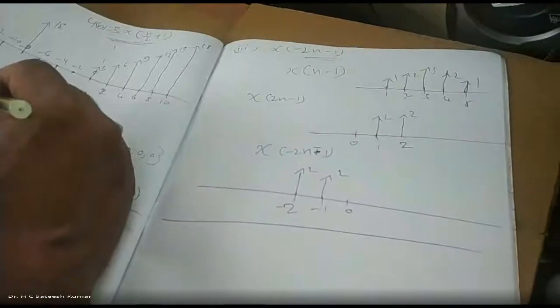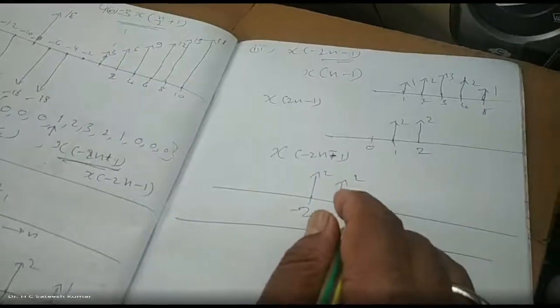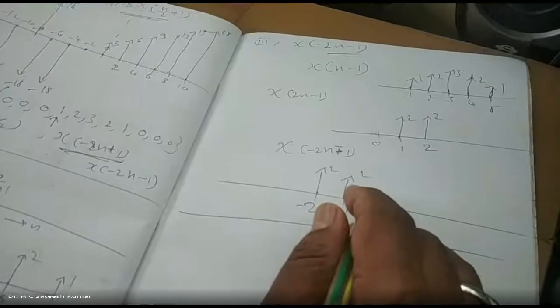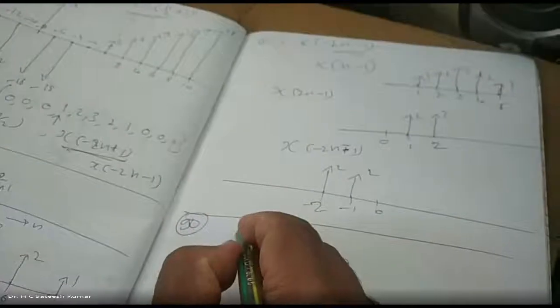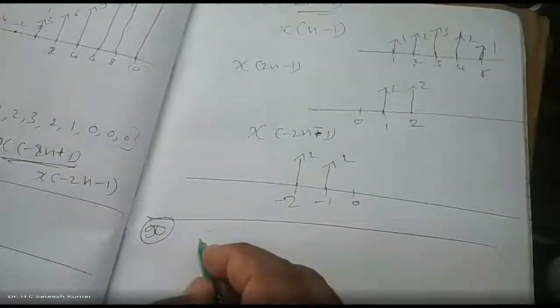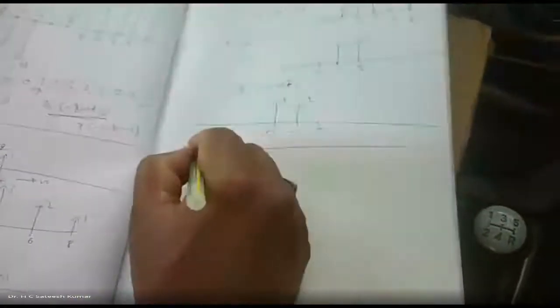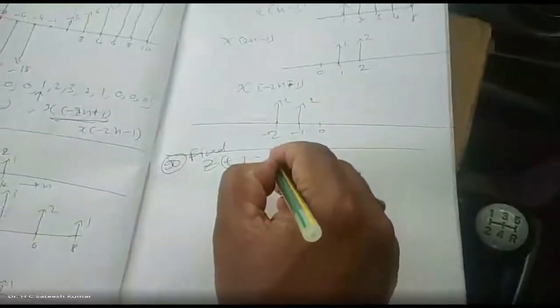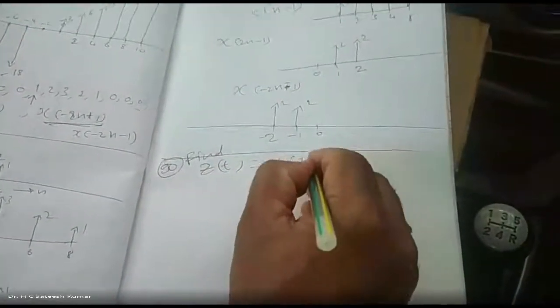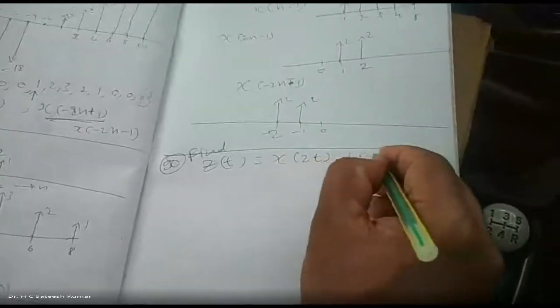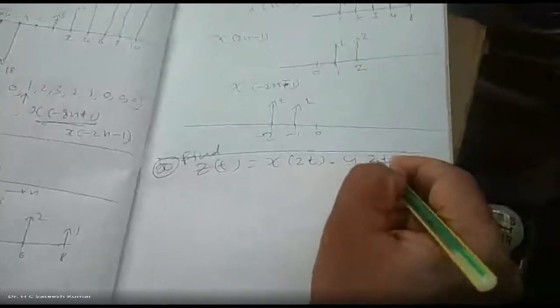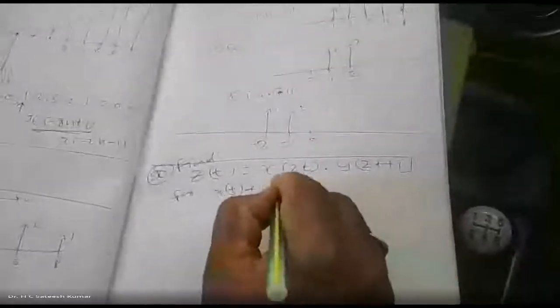Okay. Now let us go for a very interesting problem which was repeated in many papers, around 3 or 4 times, 8 marks question. And the problem number 90. This is taken from your prescribed textbook Simon Haykin. Find Z of t is equal to x of 2t into y of 2t plus 1 for x of t and y of t shown below.